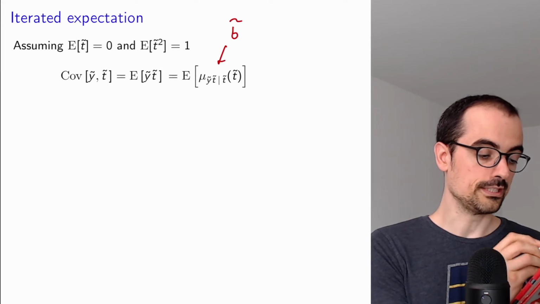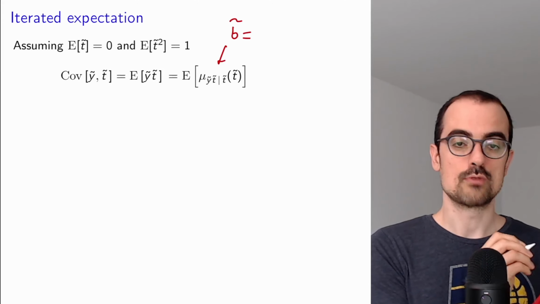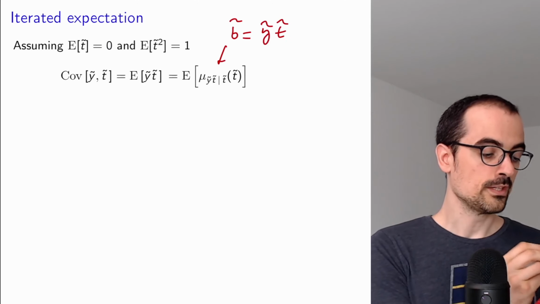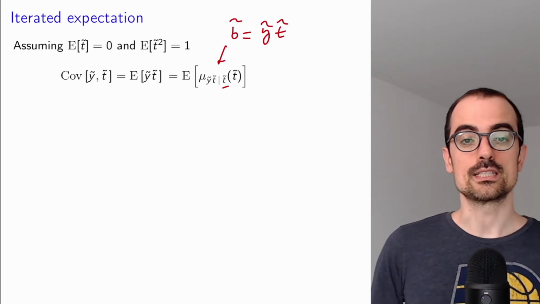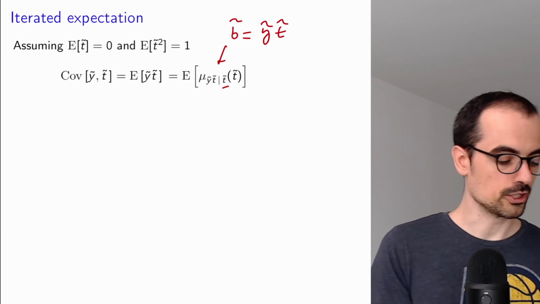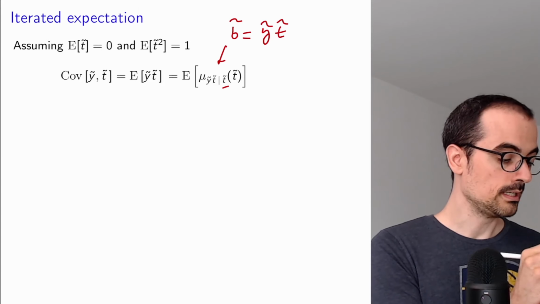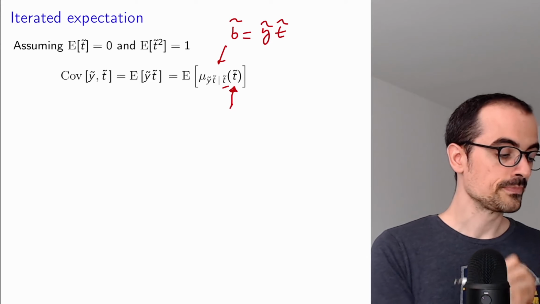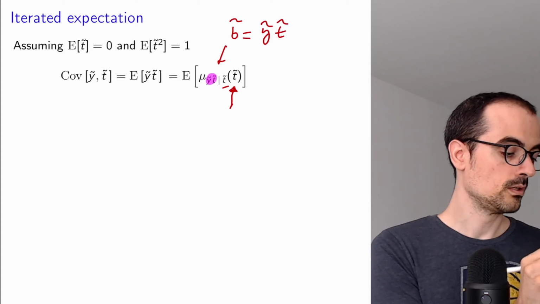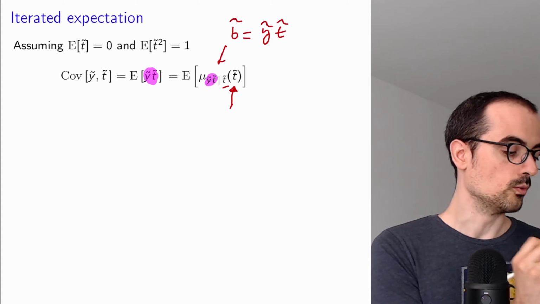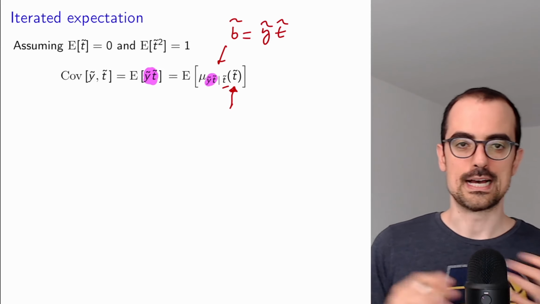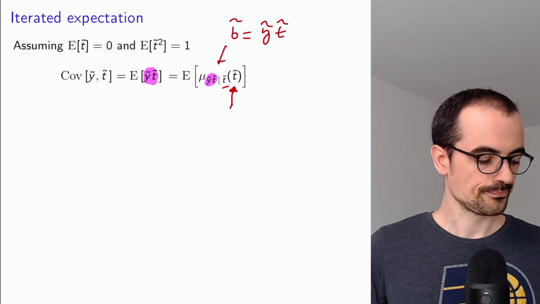If you're confused, you can just think of the conditional mean function of a random variable b that is equal to y times t, conditioned on t. An iterated expectation tells us that if we take the mean of the conditional mean function where we input the variable that we condition on, then we get the mean of this guy, which is what we want. If you want to review this, you can take a look at the video on the conditional mean and iterated expectation.